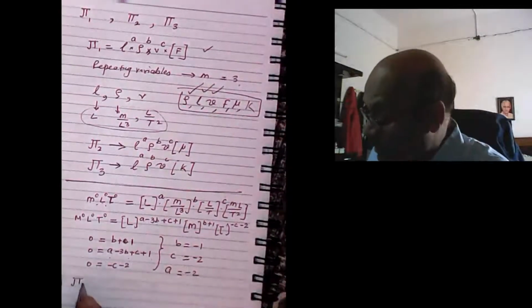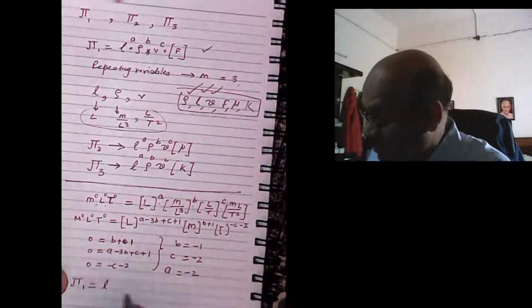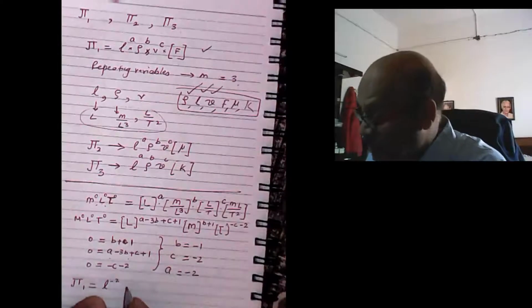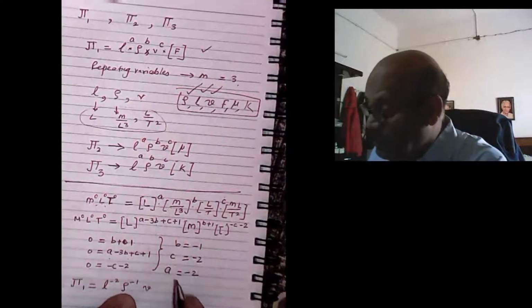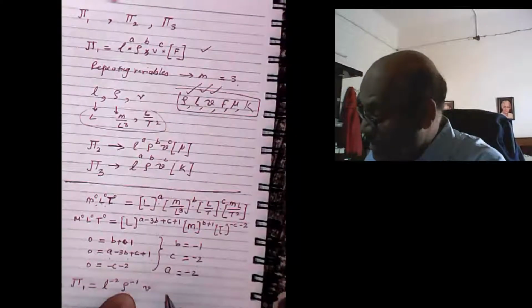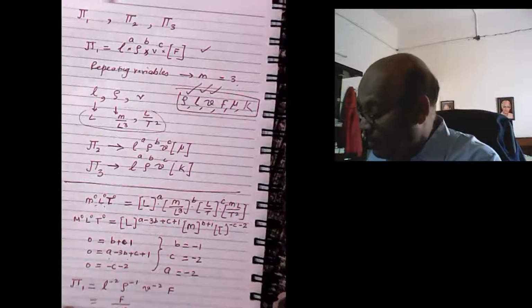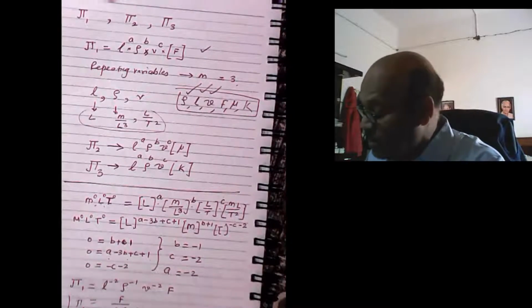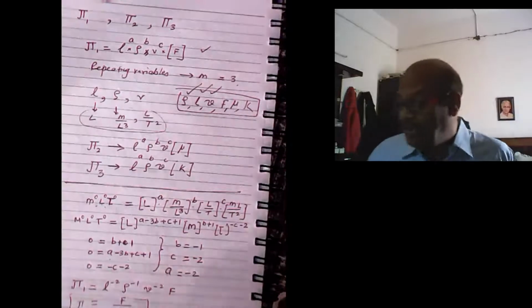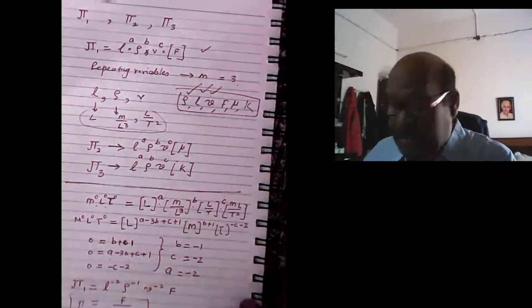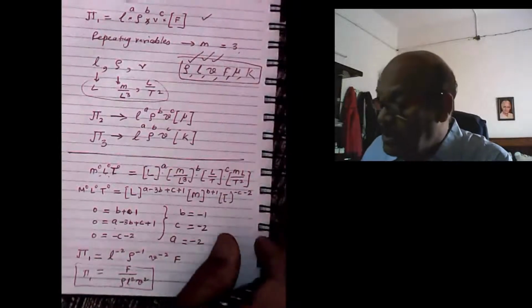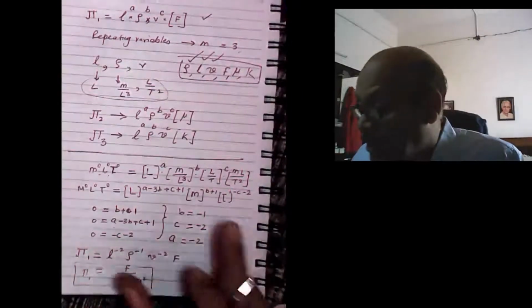So pi 1 will be equal to L raised to the power a, that is minus 2, rho raised to the power b, b is minus 1, and v raised to the power c, c is minus 2, and F. So you can write F upon rho L square v square. So this is your pi term. So if you work out the dimension of F upon rho L square v square, you will get no dimension. Okay. Similarly, you can work out pi 2 term.